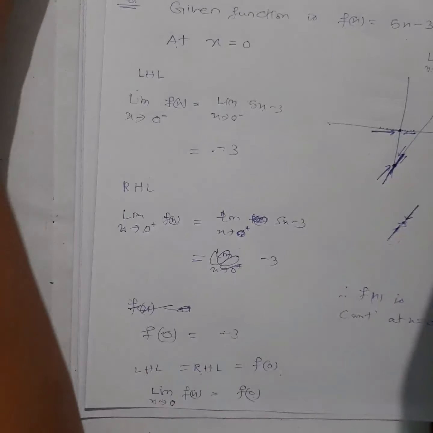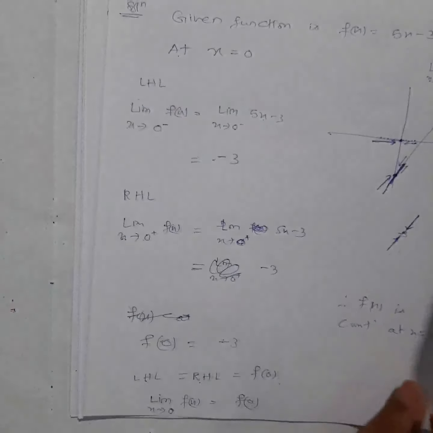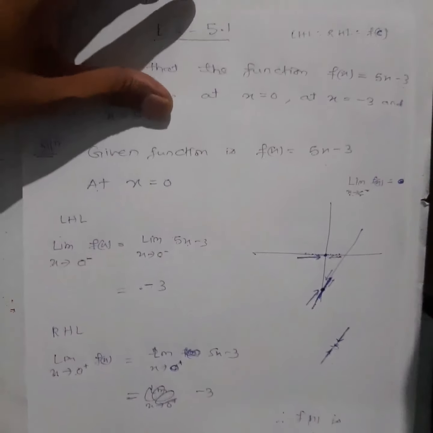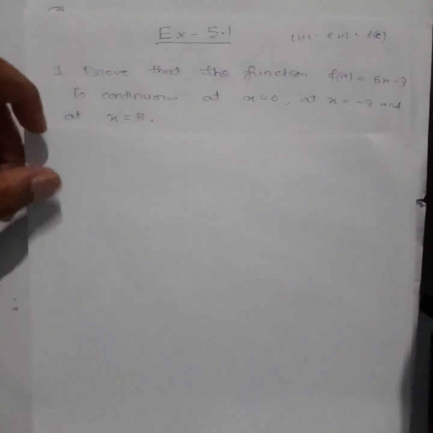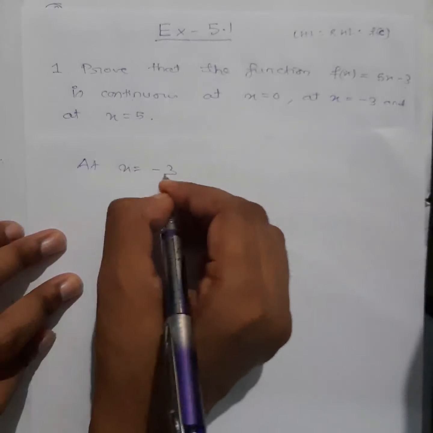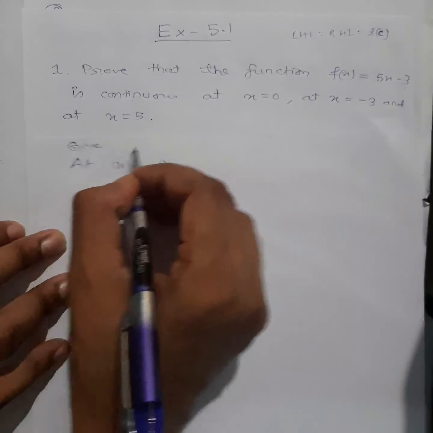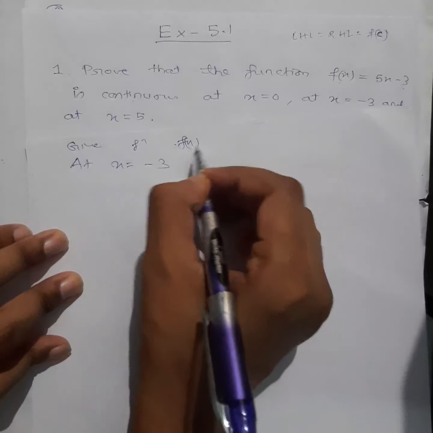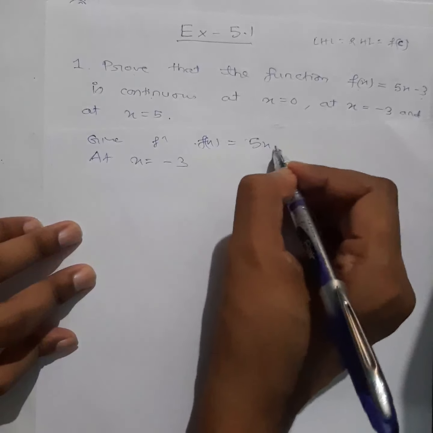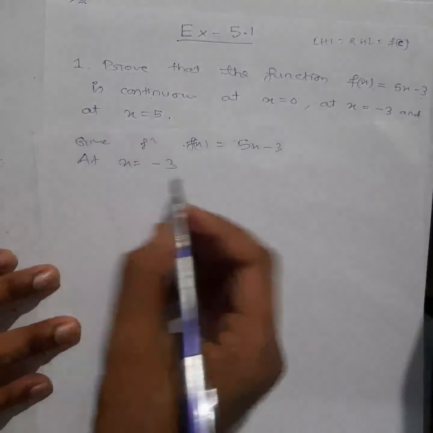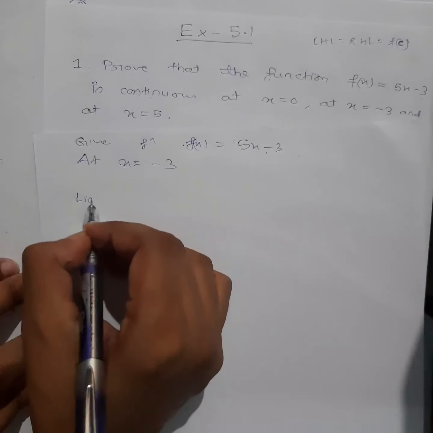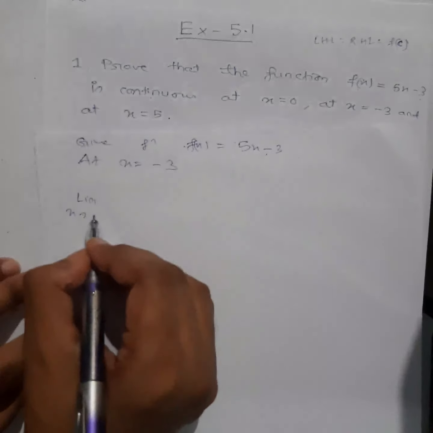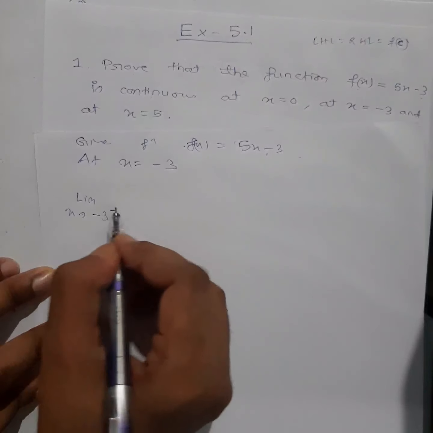If you still have confusion, let me show you the other one also. At x equal to minus 3, I have to check now. Okay, let me take another page. At x equal to minus 3, the given function is f(x) equal to 5x minus 3. So first I will find the left hand limit, x tends to minus 3 from the left.